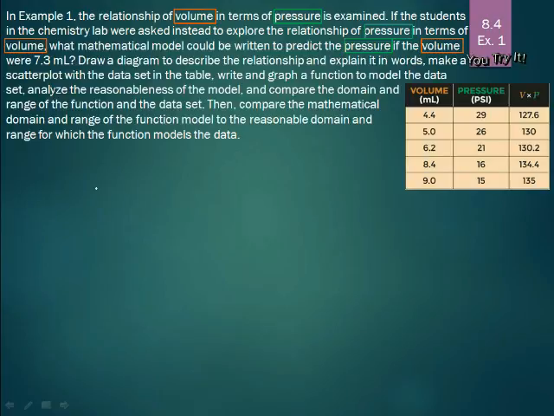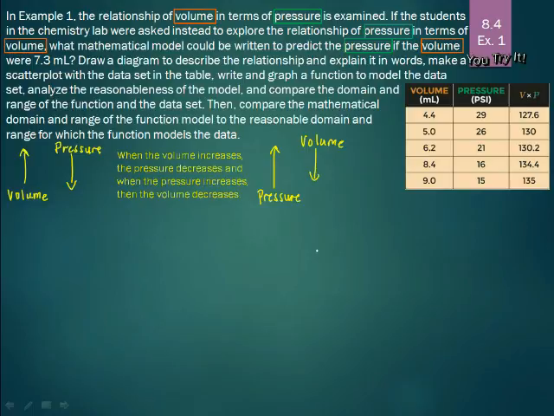Okay, so let's first just describe the relationship between the volume and pressure. Notice here that as the volume increases, as it goes from around 4 to 9, the pressure decreases, because it's going from around 29 and it keeps decreasing all the way down to 15. To draw a diagram, we can just use arrows and say, as the volume increases, the pressure decreases, and vice versa, as the pressure increases, the volume decreases. To say that in words, we can say when the volume increases, the pressure decreases, and when the pressure increases, the volume decreases.